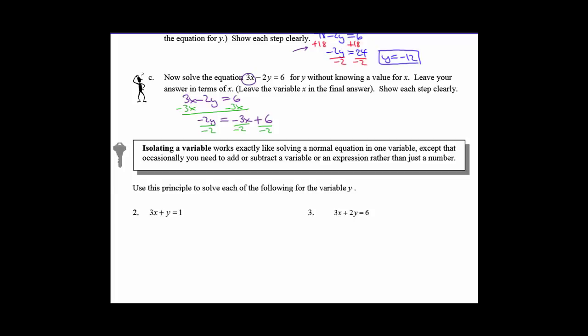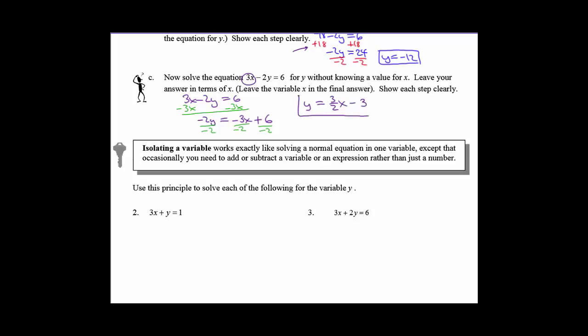So on the left-hand side, negative 2 divided by negative 2 makes 1, and we end up with 1y. That's what we want. Equals, and now we have to simplify the right side. So in front of the x, I have a 3 on top and a 2 on bottom, and they're both negative. Negative divided by negative makes positive, and so we get 3 over 2 in front of x. And then at the end, we have a positive 6 divided by a negative 2. That makes a negative 3.